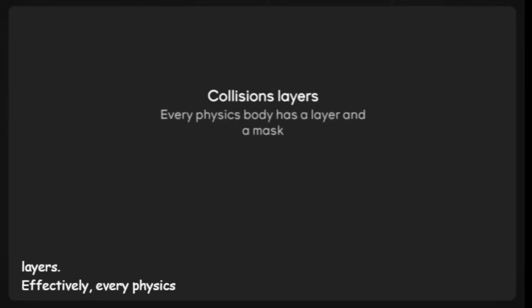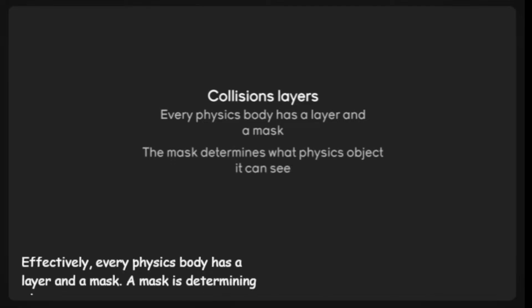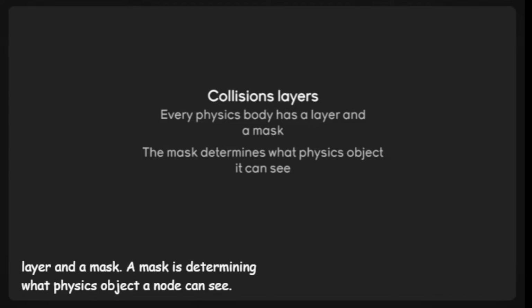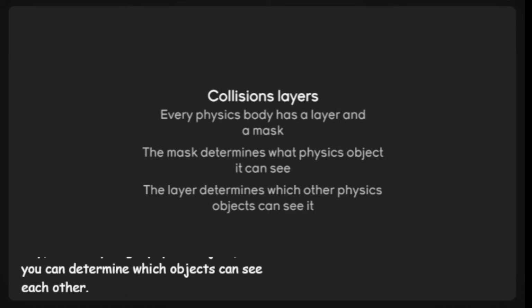Effectively, every physics body has a layer and a mask. A mask is determining what physics object a node can see. And a layer determines what other physics objects can see the node. That way, for every single physics object, you can determine which objects can see each other.